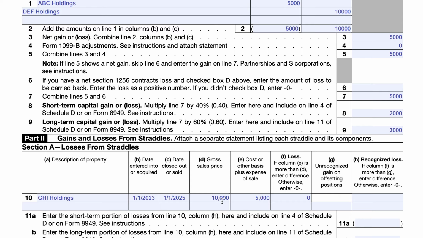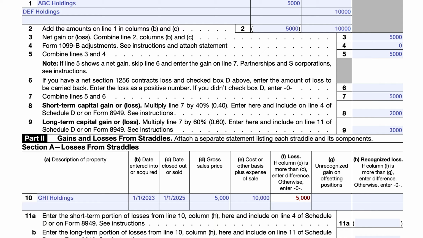Oops, sorry. I forgot that Section A is for losses, so I need to actually calculate this as if we're generating a loss. So I switched these around. We actually sold this position at a loss. This cost us $10,000. We ended up generating $5,000 of sales, so the loss is $5,000.